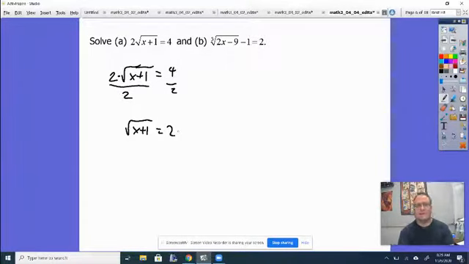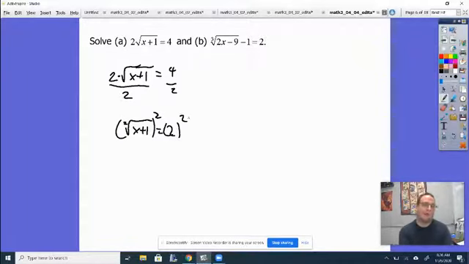Okay, so now you can see I have that radical. It's by itself. There's nothing else with it on that side. And that's the goal, is to get everything away from the radical. Now that it's by itself, I have a square root. Remember, there's like an invisible 2 here. So to cancel that out, I'm just going to square both sides.